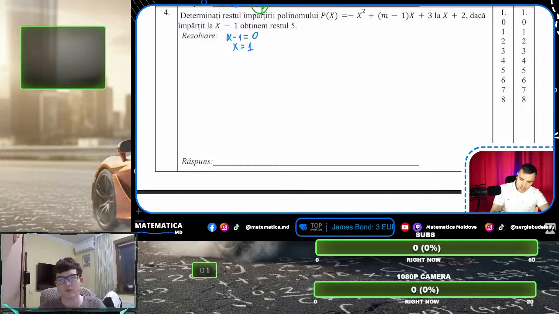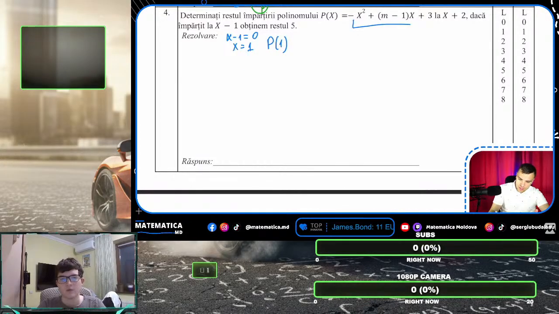Basically, you need to find out, knowing that, what this p of x will be divided by x plus 2. Because you know that divided by x minus 1 you get 5. Well, x minus 1 is 0, so x is 1. Next you do p of 1, equalize that with 5, and then you get the m. Once you get the m, you make x plus 2 equals 0, you get x equals minus 2, do p of minus 2, plug in the m, and you get essentially what you need.